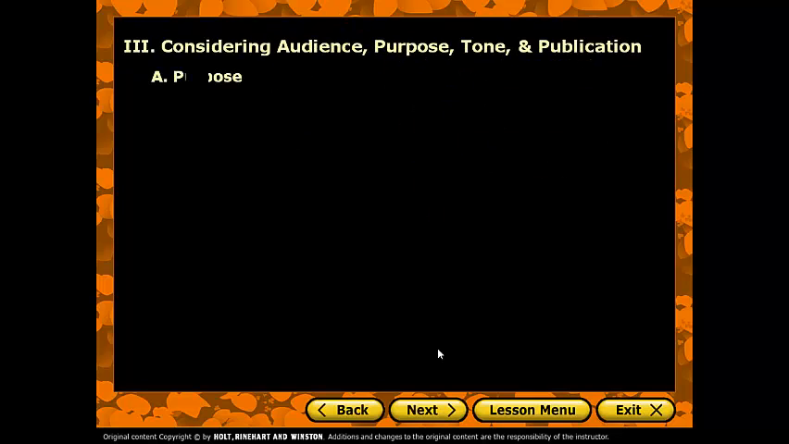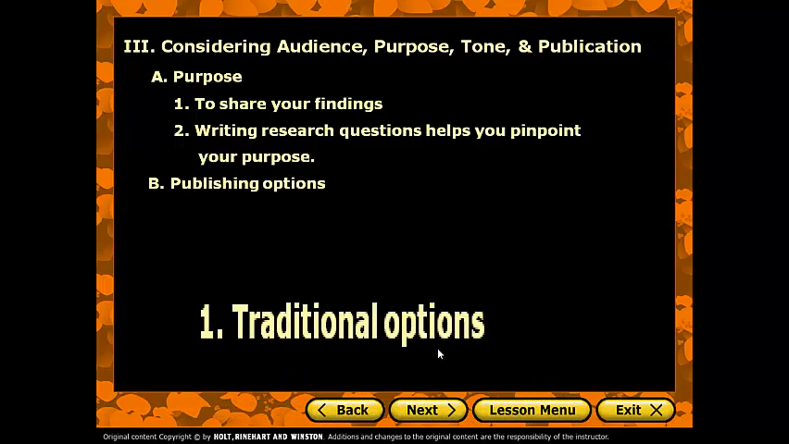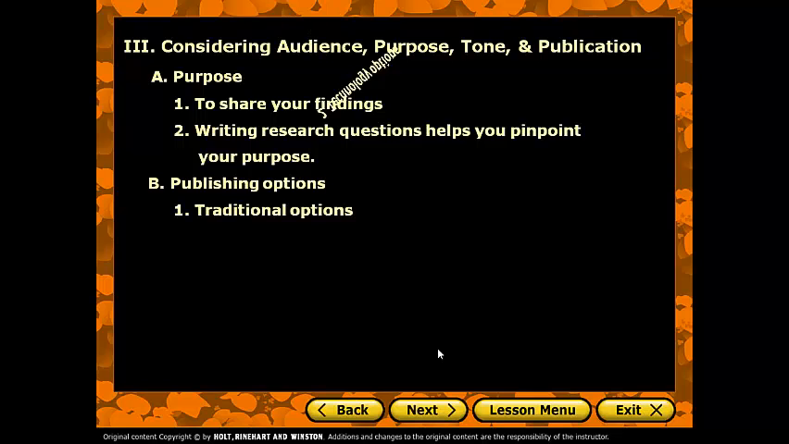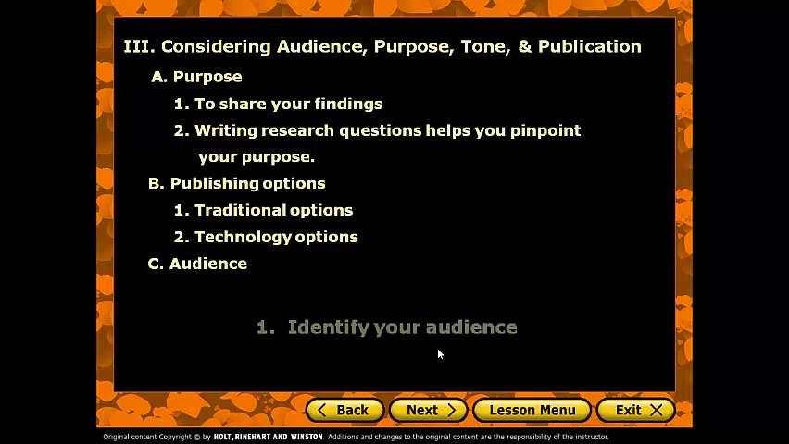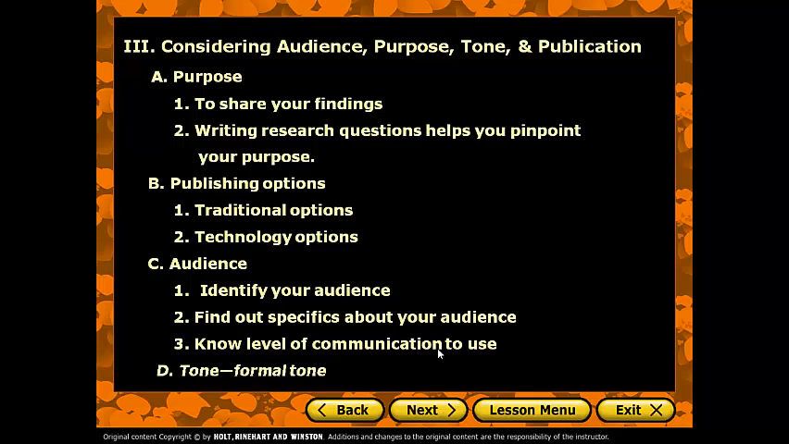So let's review what we've looked at in Lesson 3 of considering audience, purpose, tone, and publication. First, our purpose is to share your findings. Writing research questions will help you pinpoint your purpose. Publication options: we had the traditional options, of which you will be writing a research paper, and the technology options, of which you will be doing one too, but we haven't yet decided the format. Then with your audience, you're going to identify your audience, find out specifics about your audience, and know the level of communication to use. And then the tone is a formal tone.